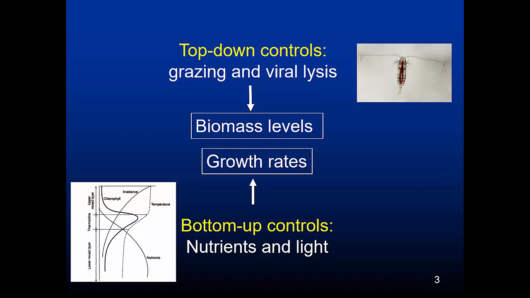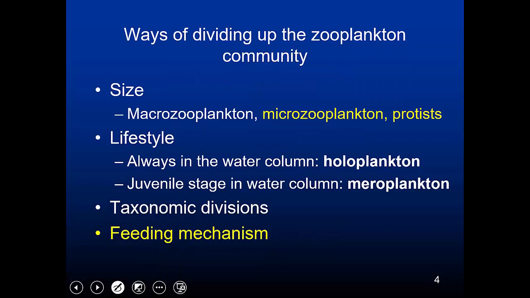These top-down control factors affect the biomass levels of phytoplankton and other organisms, whereas the bottom-up factors affect the growth rates. We talked already about how you can divide up the zooplankton community by size. I'll talk a little bit more about that today. We can also divide up the community by where they live. Holoplankton are always in the water column, whereas meroplankton have their juvenile stages in the water column, whereas the adults are on the bottom.